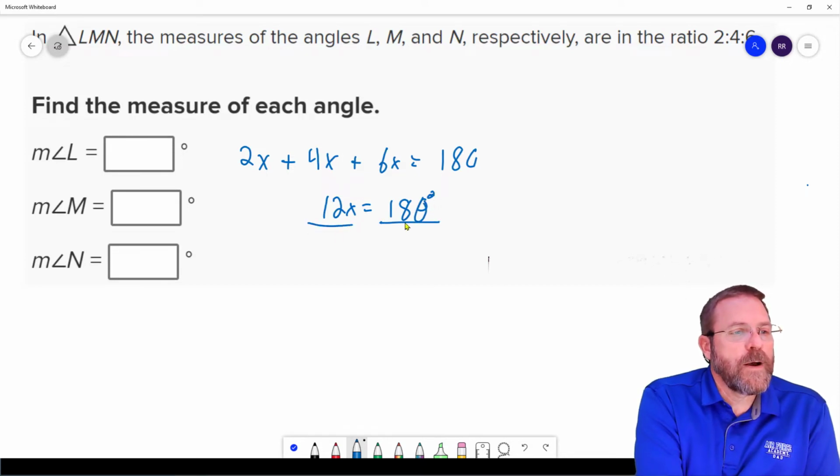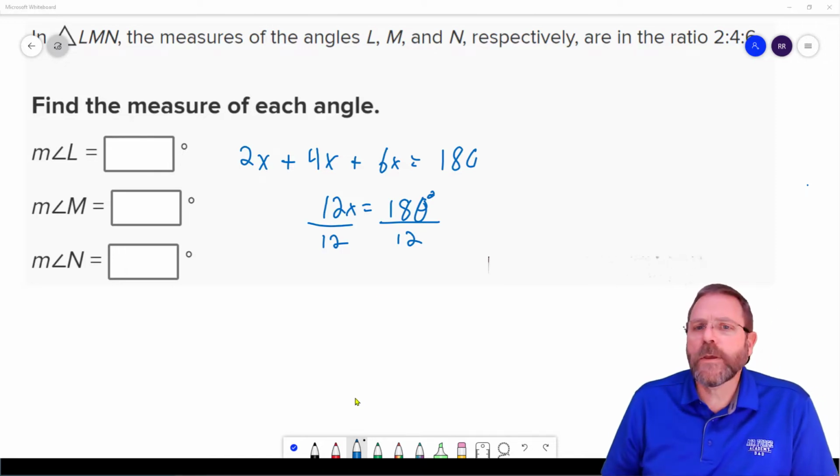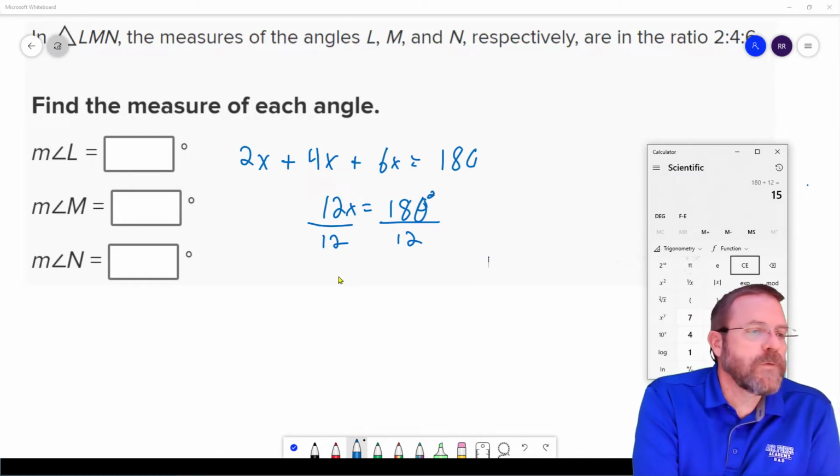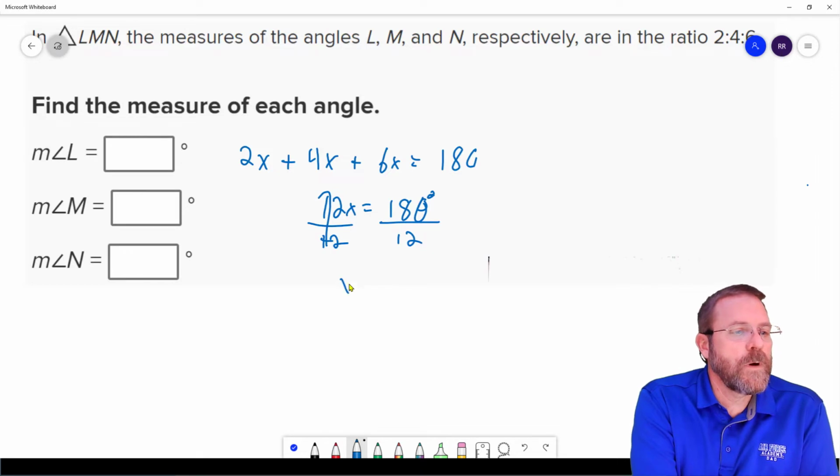And I can divide 12 into both sides. When I do that, 180 divided by 12 is going to give us 15. These divide out becoming 1. X is equal to 15.